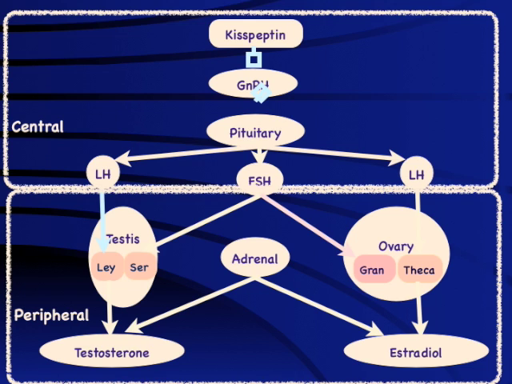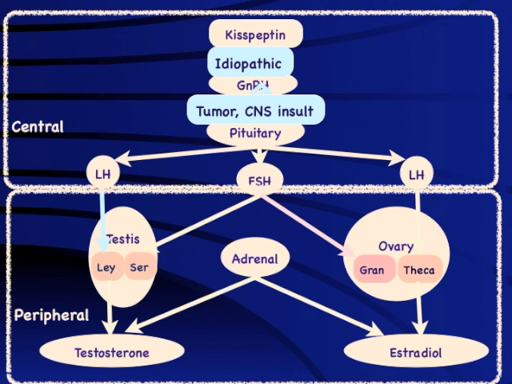This is in contradistinction to boys where peripheral precocious puberty is more common, particularly in the setting of adrenal hyperplasia, adrenal tumor, or testicular tumor. So when you talk about girls, it's mainly central precocious puberty and it's mostly idiopathic precocious puberty. It may also occur in the setting of a CNS tumor, CNS insult.